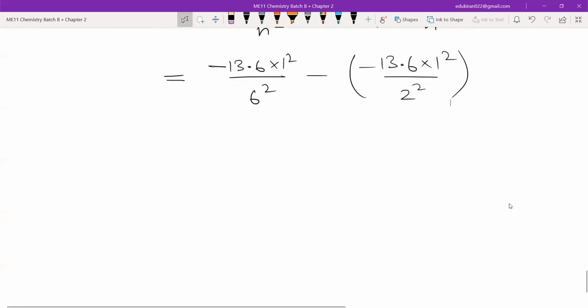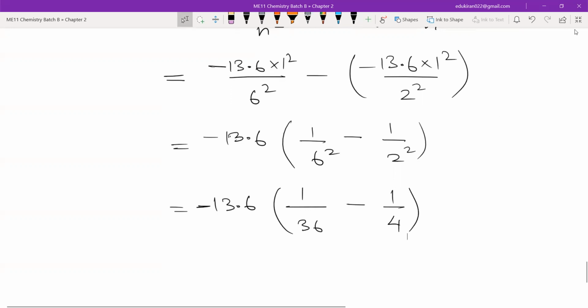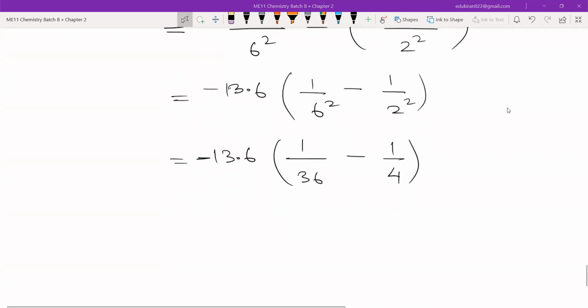From here, what we can take common is minus 13.6. And here we have 1 upon 6 square minus 1 upon 2 square. So you will have minus 13.6 times 1 upon 36 minus 1 upon 4. Did anyone give me an answer? Okay, Abhinav has given me one answer. Let me check, Abhinav.